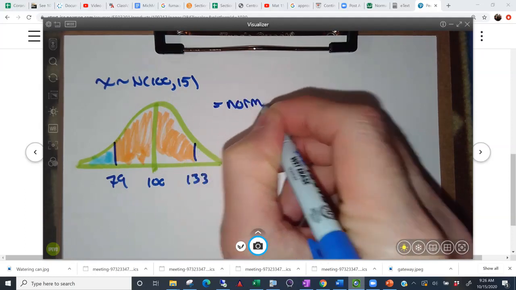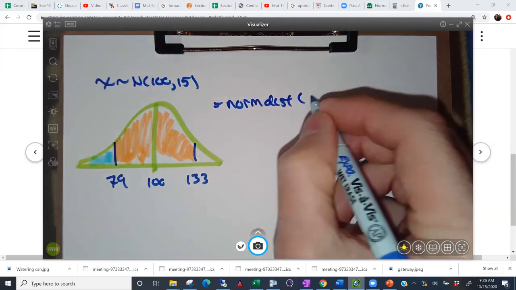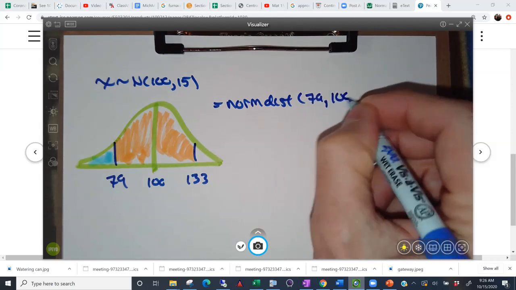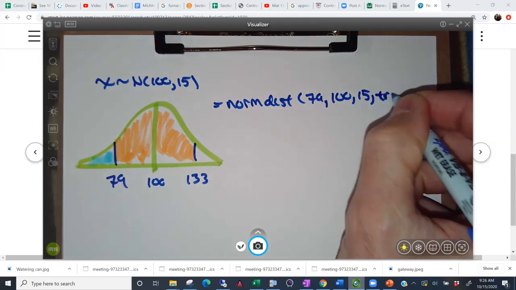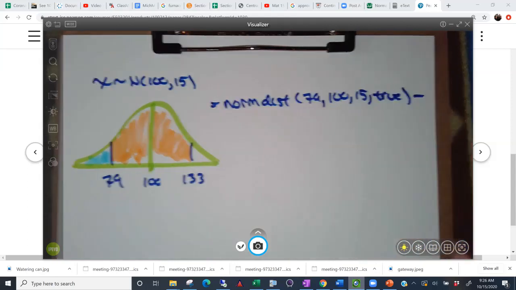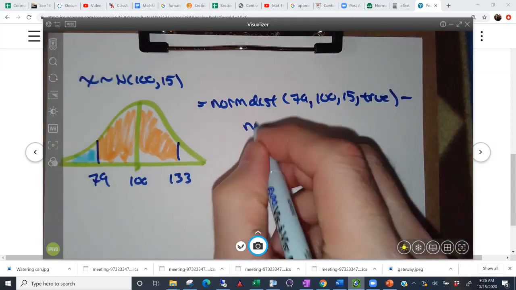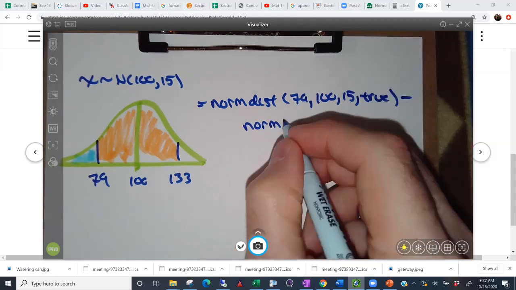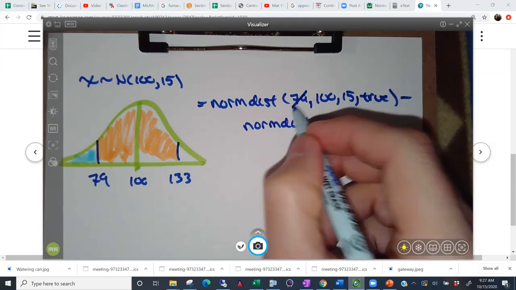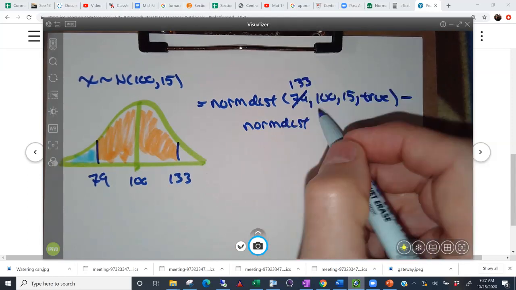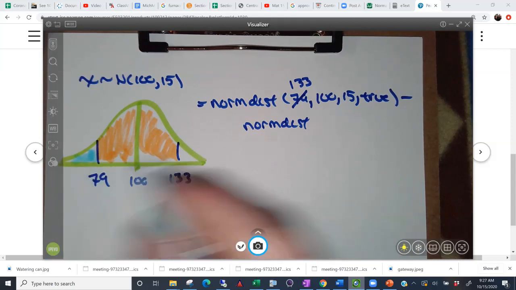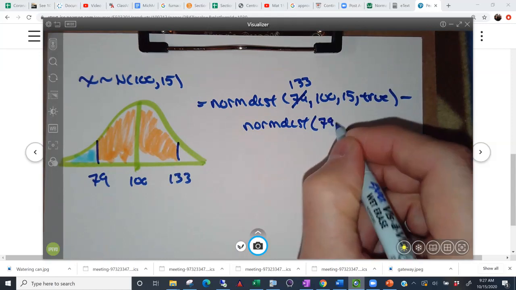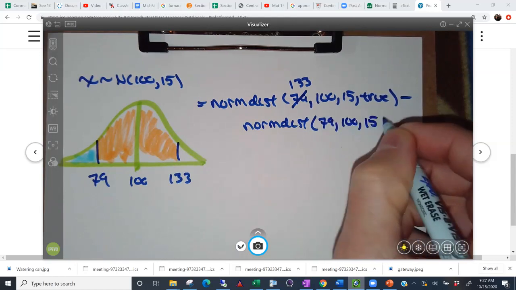norm distribution of 79, 100, 15, true, minus norm distribution. Actually, you know what? That's backwards. I should have the 133 here. This one minus this one. 133. Now the 79, 100, 15, true.